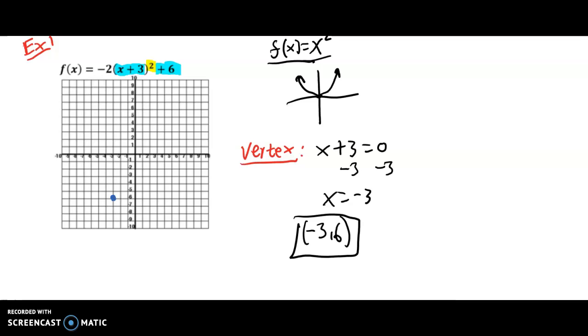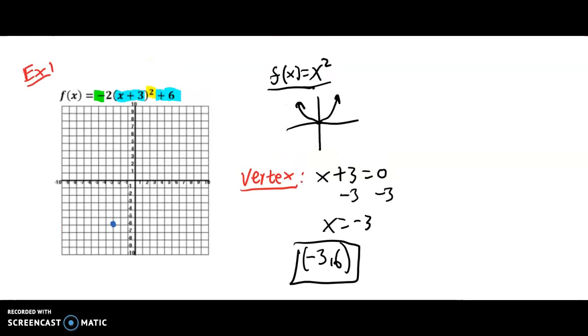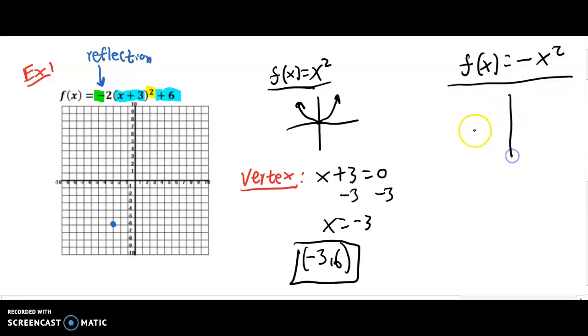A few other things going on here. This negative is going to make our graph reflect upside down. So we're going to write reflection. Because if I have f of x equals -x squared, it is still a parabola. It's just going to open upside down.